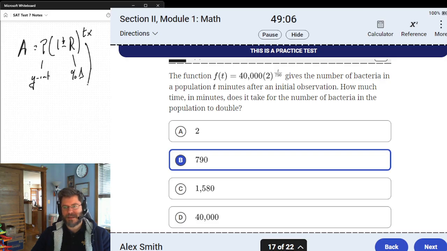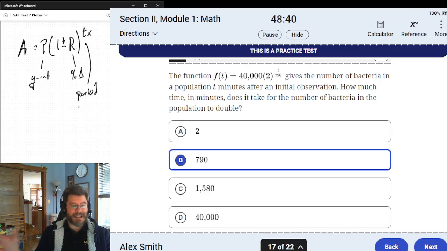T, up there, is the period of growth. It's how much time it takes for one interval of growth to occur. So in this example here, the rate of growth is 2. It's doubling. It's 100% growth. If they asked what the rate of growth is, I'd say 100%, or it doubles. If they asked for the y-intercept, or the initial amount of bacteria, I'd say 40,000.